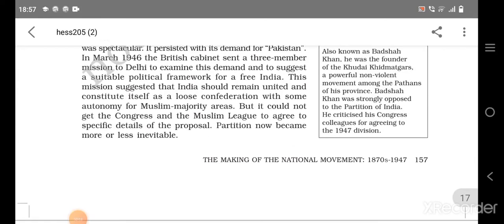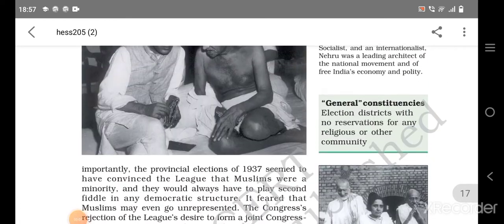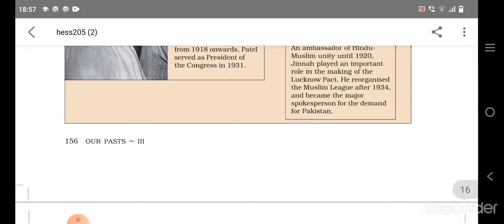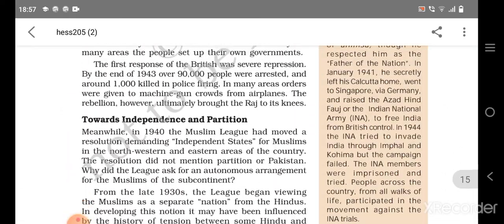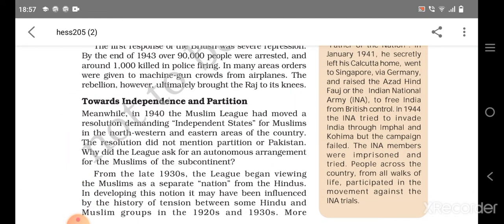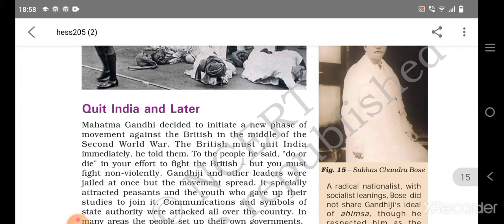Hello everyone. Okay, so here we start our next video of our chapter number 9, that is the making of nationalism, 1870s to 1947. Basically in this video, what we are going to study is this topic: towards independence and partition. In the previous video we studied about Quit India and later.